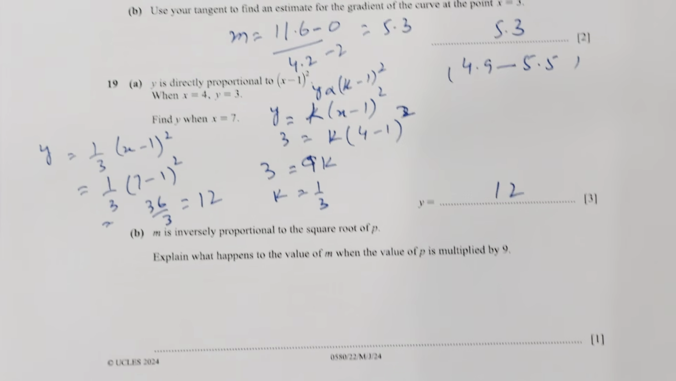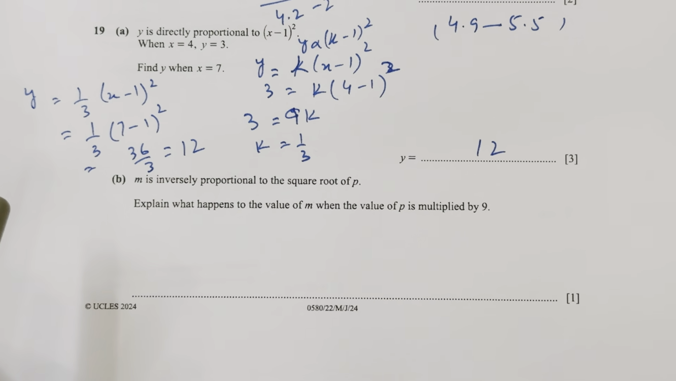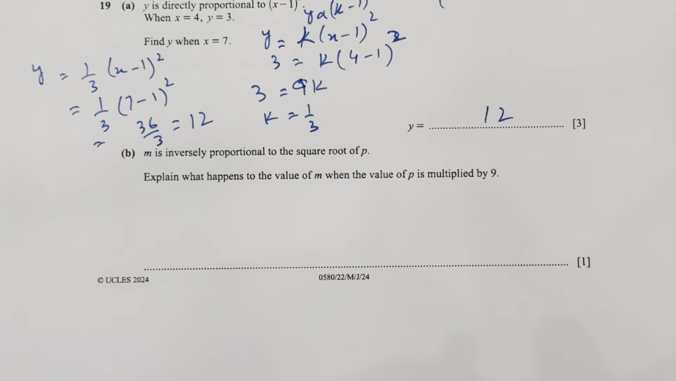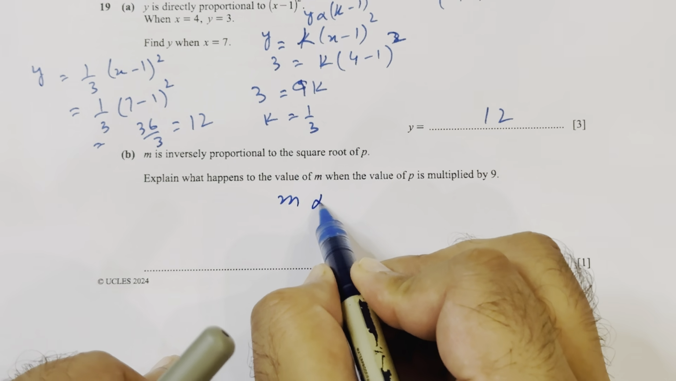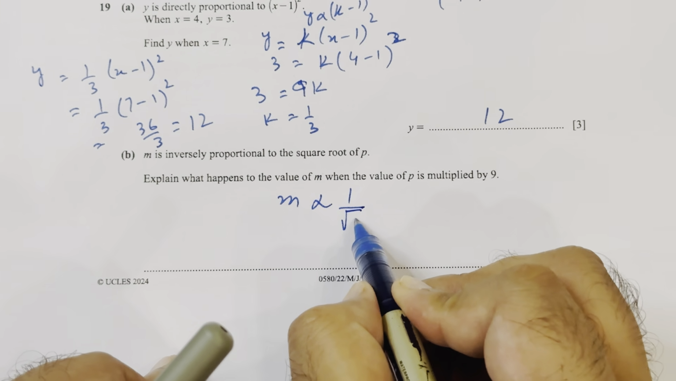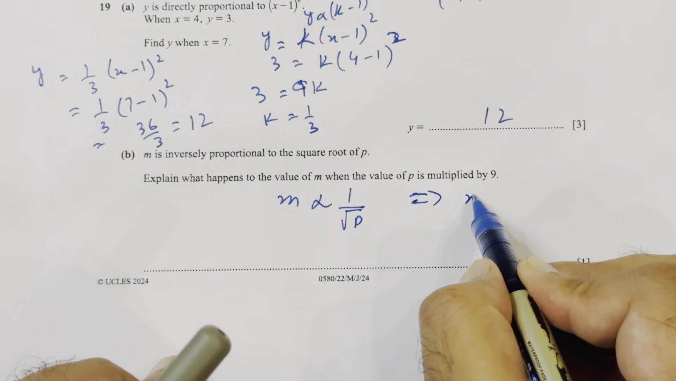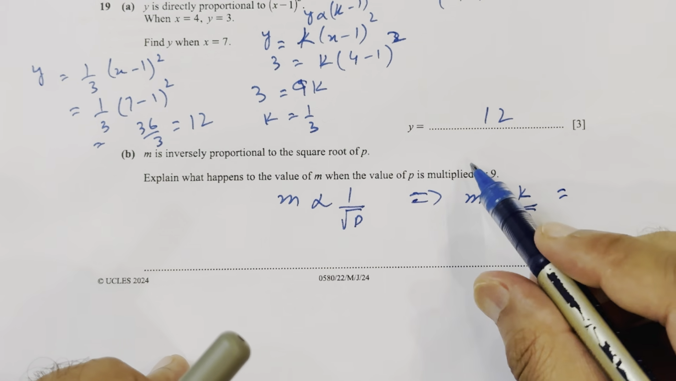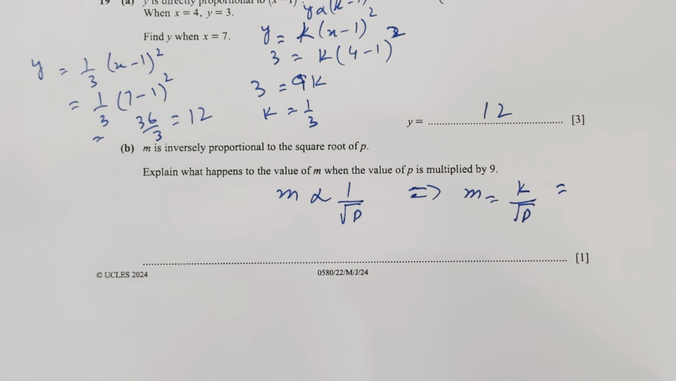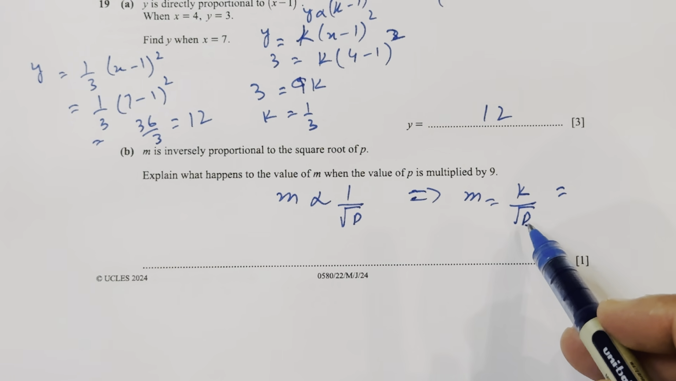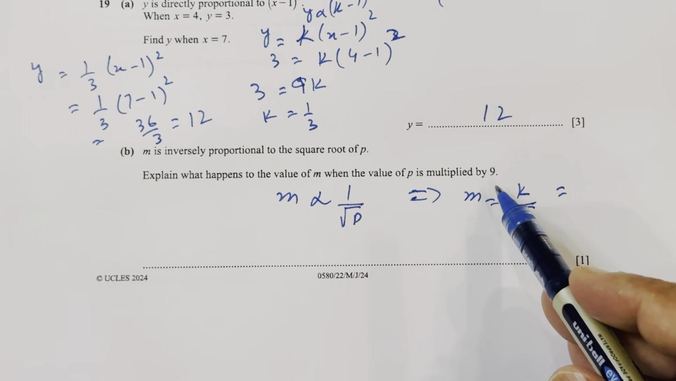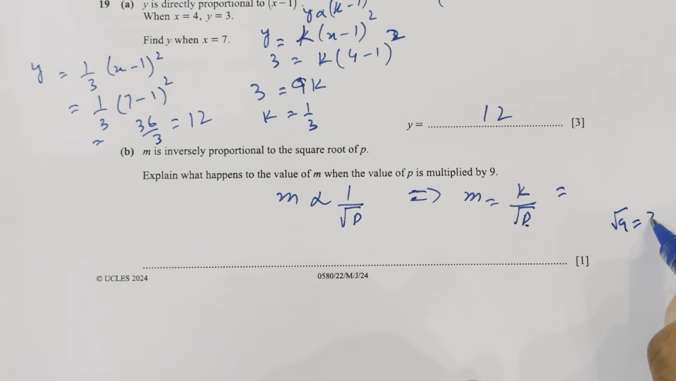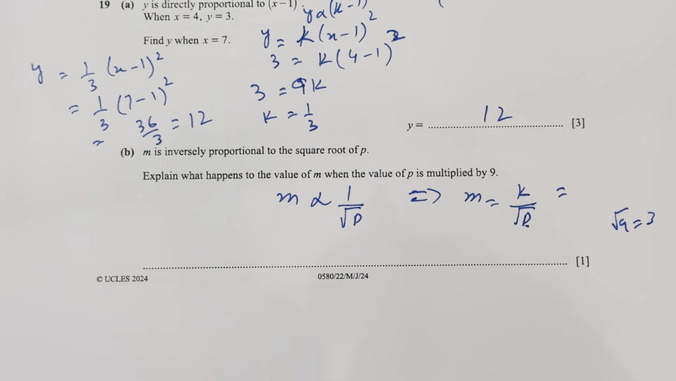Moving to part B, m is inversely proportional to the square root of p. Explain what happens to the value of m when the value of p is multiplied by 9. Okay, it means that m is inversely proportional to the square root of p. The equation would be m is equal to k over root p. If the value of p is multiplied by 9, it means if value p is 1, then multiplied by 9, it would be 9. It means that the square root of 9 would be 3, so it means that the value of m would decrease 3 times.